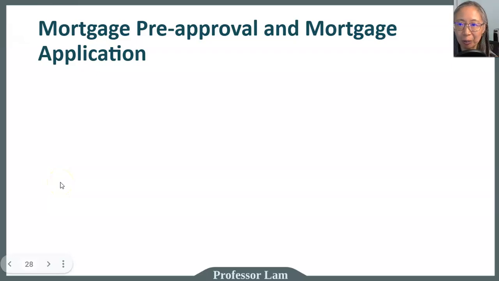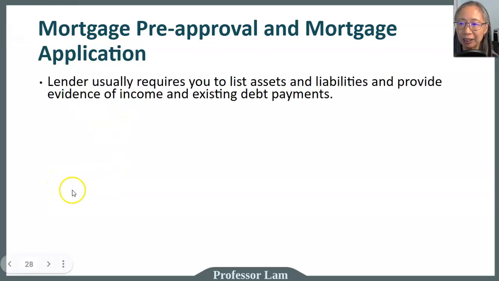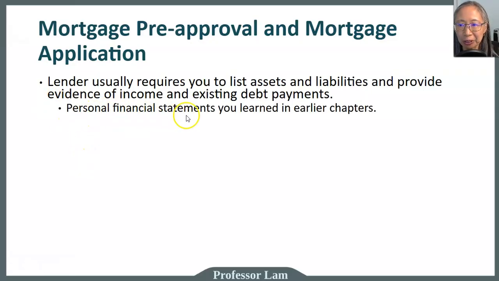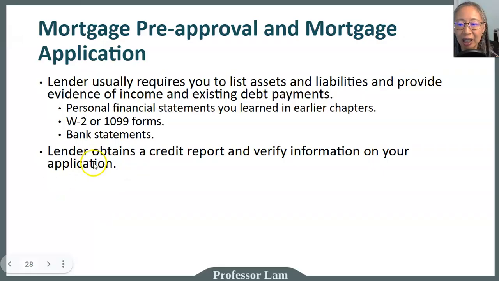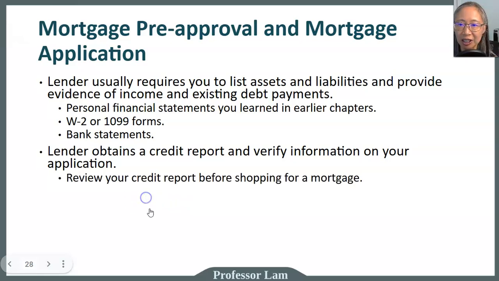When you're ready to shop for a mortgage, be prepared for the following. Lenders are going to require some documentation: your personal financial statement that you prepared in earlier chapters, including the statement of net worth, and also W-2 or 1099 forms, as well as bank statements. These are all documentation of your income and assets. They will typically obtain a credit report and verify the information on the application. So it's a good idea for you to get your own credit report first and verify that there's no error before you start shopping for a mortgage.